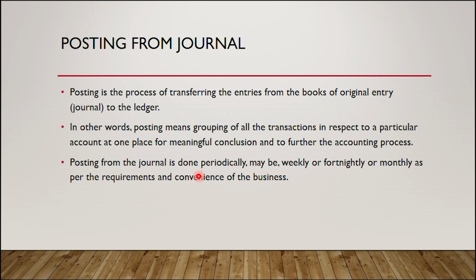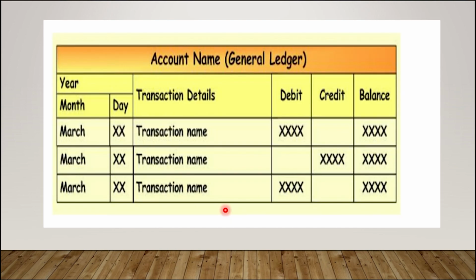Posting of a journal is done periodically, maybe weekly, fortnightly, monthly or as required. So there is no fixed rule on how frequently this has to be done. So this is the account name. A general ledger has all this information: first the account name, transaction details, amount of debit and credit, and the balance. So this is just the information a ledger is providing.